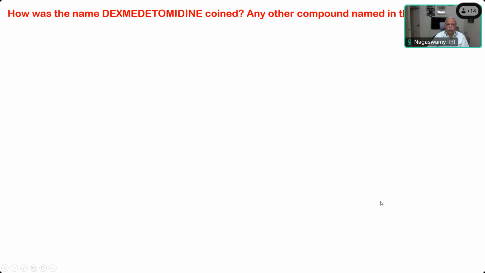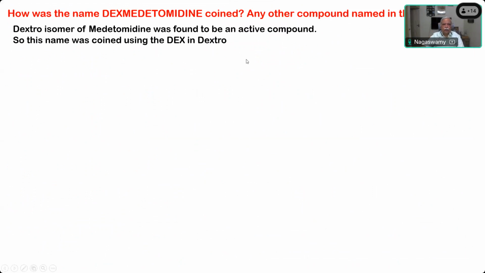How was the name dexmedetomidine coined? Is there any other compound named in the same way? A drug which we are commonly using nowadays. Dextroisomer of medetomidine. Excellent, very good. Medetomidine is the generic name of the chemical compound, and its dextroisomer was found to be the active compound. So this name was coined using the dex from dextro: medetomidine plus dextro, dexmedetomidine. Which other compound has got the name similarly? Sugammadex, sir. Yes, dex comes at the last. Okay, I agree with that. But a very commonly used IV fluid.